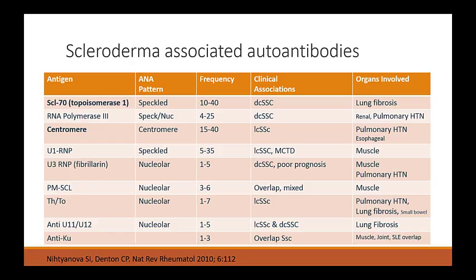These are some of the antibodies that you can see within scleroderma. I'm only going to highlight two, which are the SCL70, also known as topoisomerase, and the centromere. And again, SCL70 is more with diffuse. The centromere is more with limited. And hence, you see the lung fibrosis, or ILD, with SCL70 and more pulmonary hypertension with the centromere.